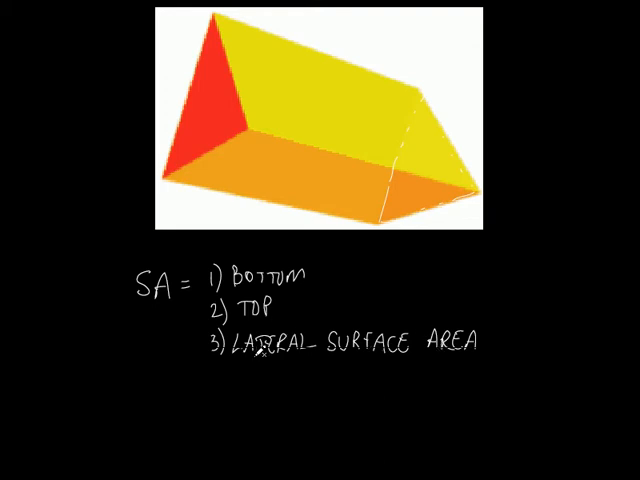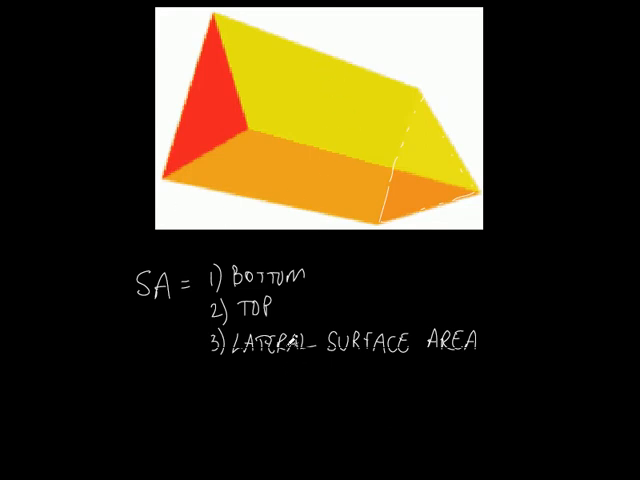Lateral surface area. Lateral basically means the sides. All right, so lateral means sides, S-I-D-E-S. Okay. All right, that's fine. We're going to talk about it again. So anyway, the lateral surface area means all the sides of this thing.